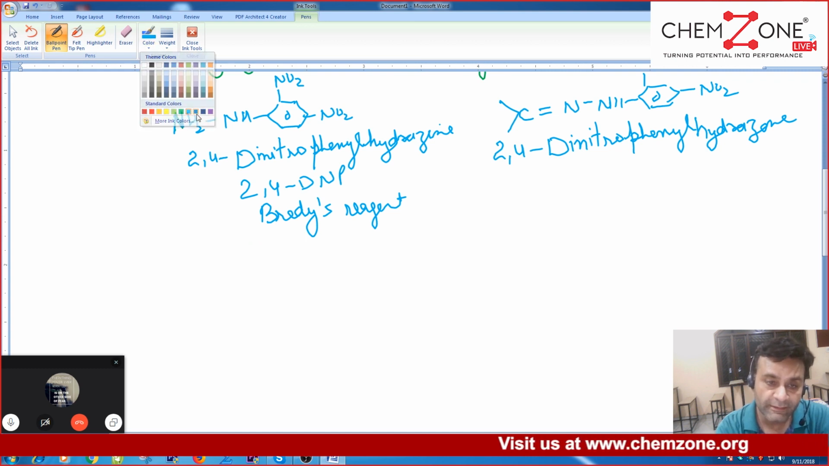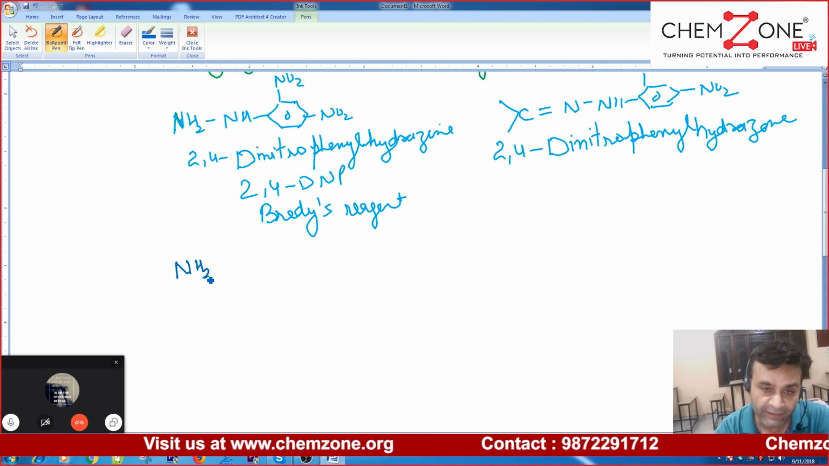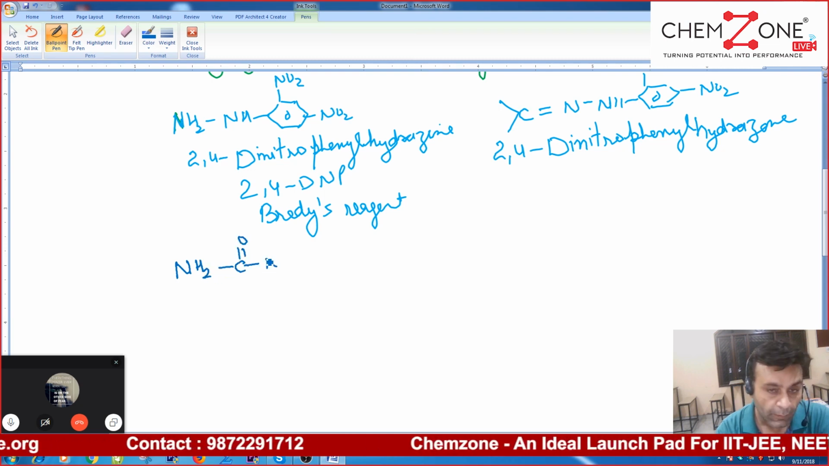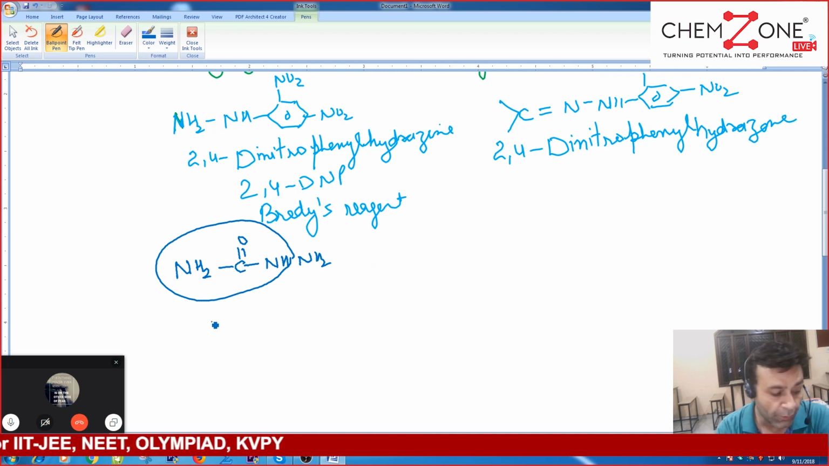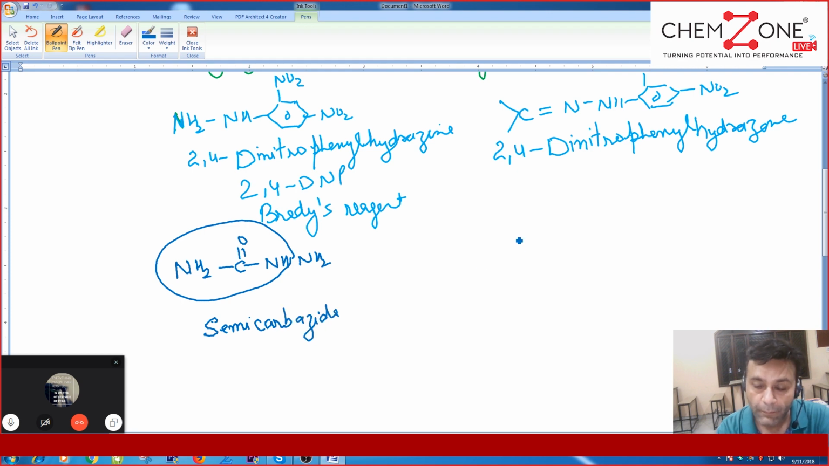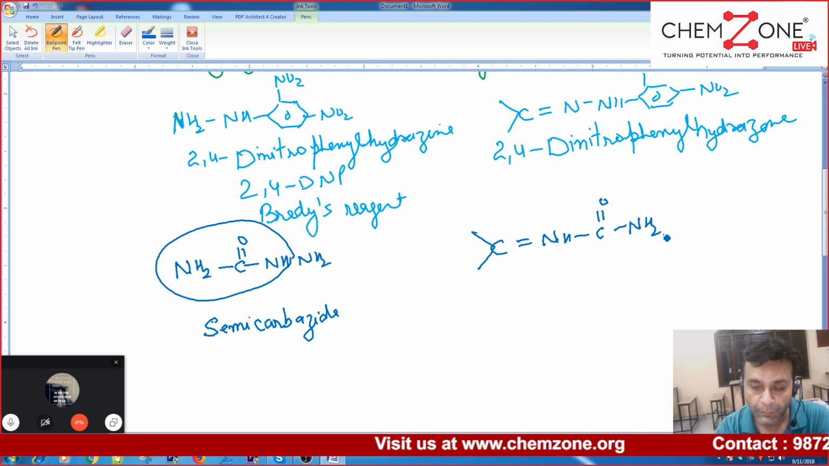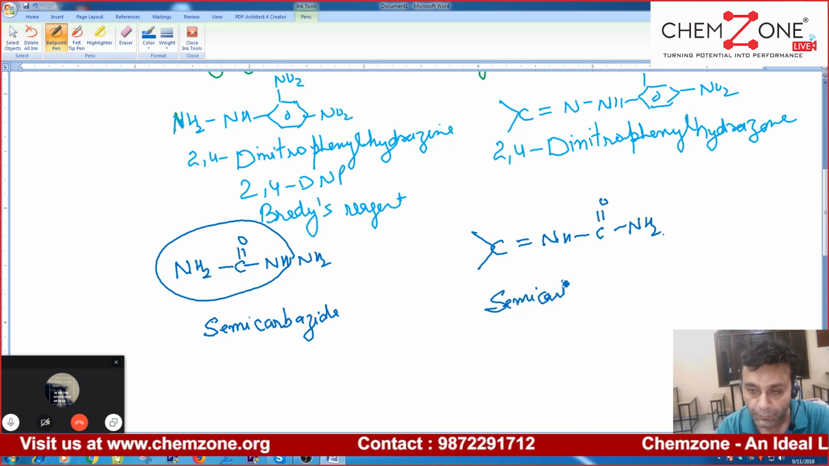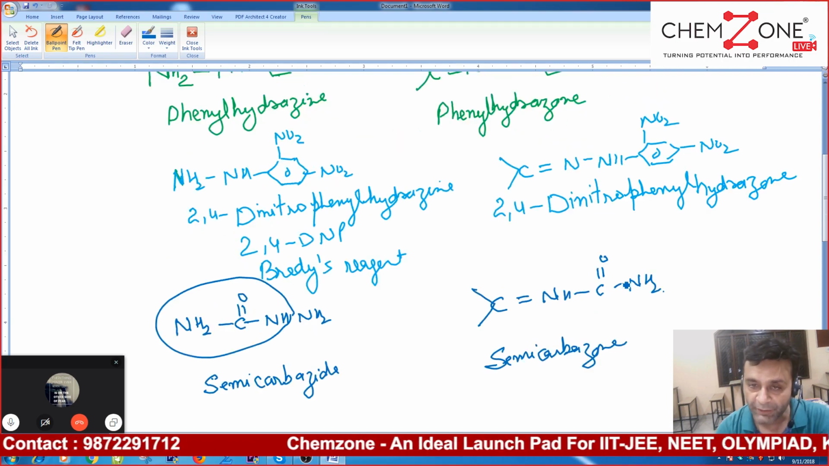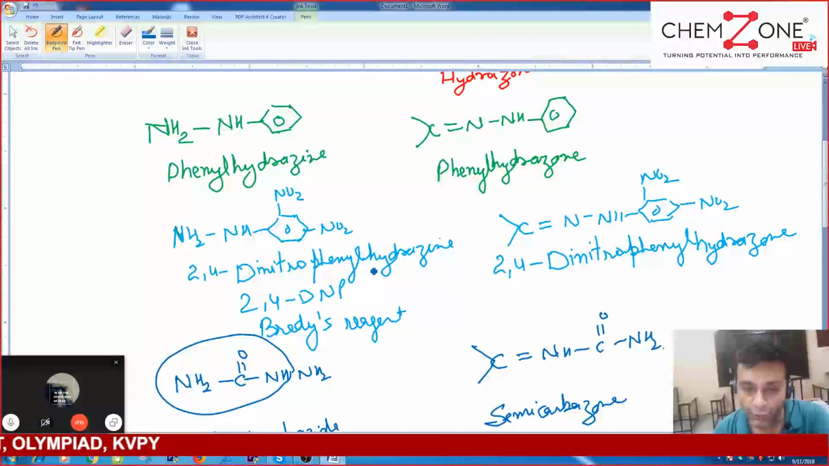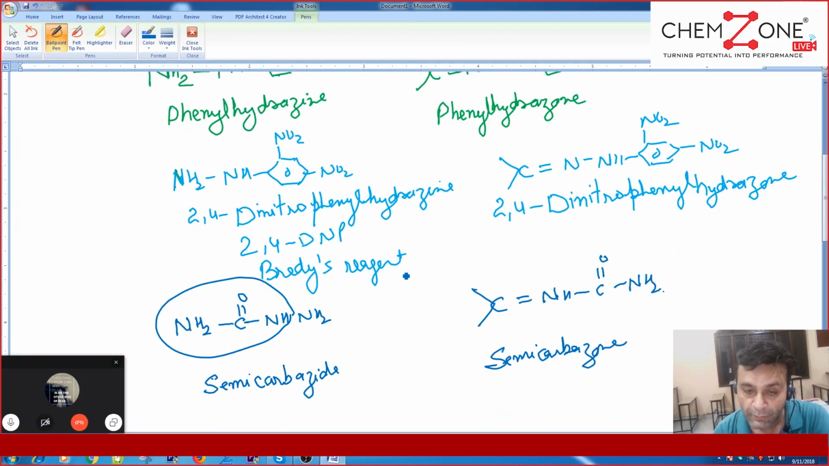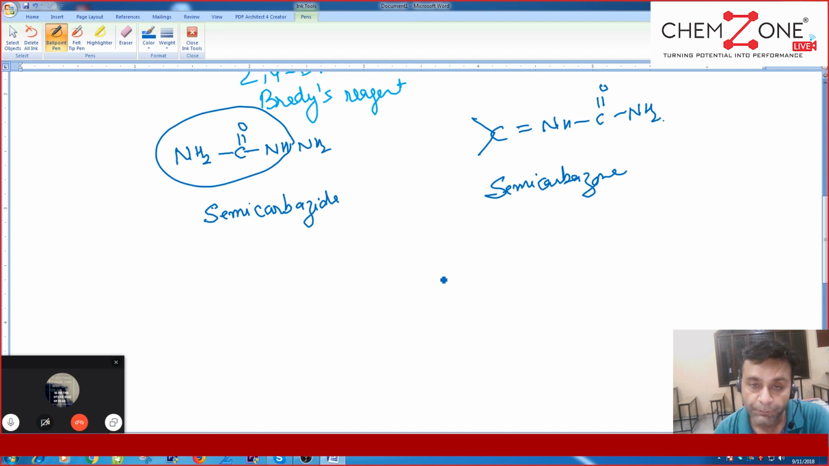And the last one is semicarbazide, NH2CONH2. So this is the group Z. This compound is called a semicarbazide. It forms NHCONH2, which is called a semicarbazone. So you can see in place of ene we are putting on: hydrazine, hydrazone, phenylhydrazine, phenylhydrazone, 2,4-dinitrophenylhydrazine, 2,4-dinitrophenylhydrazone, semicarbazide, semicarbazone, right?